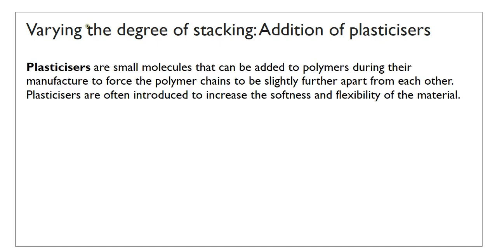I'm not going to go into any example of any plasticizers. There are just way too many, and they do different things as well. But essentially what plasticizers are, well, they are molecules to make the material more plastic-like. And in this sense, the word plastic is used to indicate being softer and less rigid. So they are small molecules that can be added to polymers during their manufacturing process to force the polymer chains to be slightly further apart from each other. So they are molecules that are added to prevent close stacking.